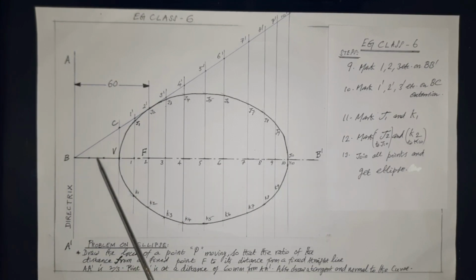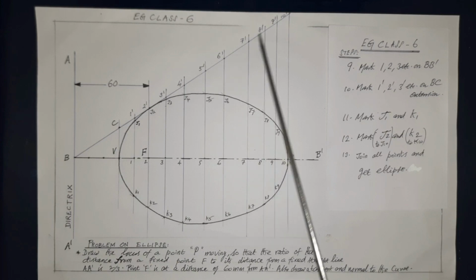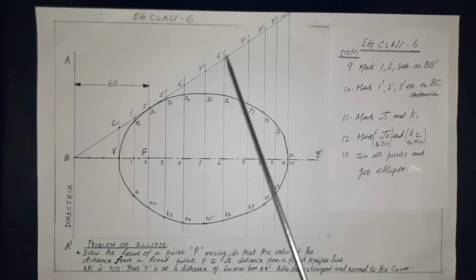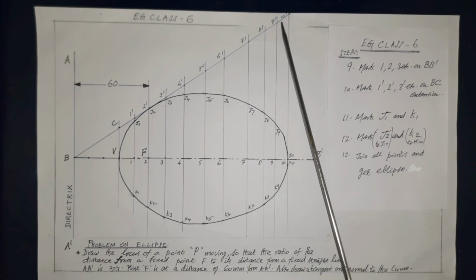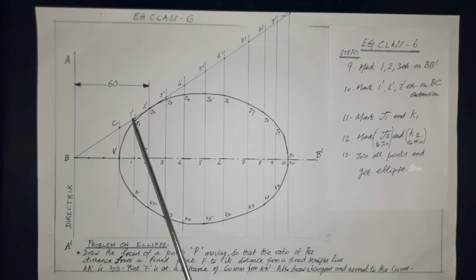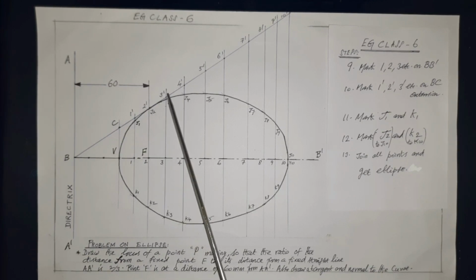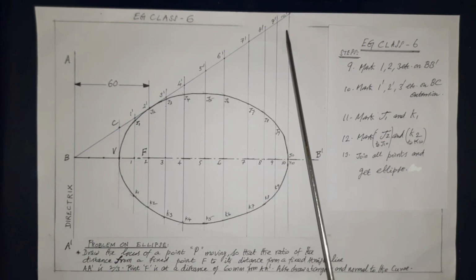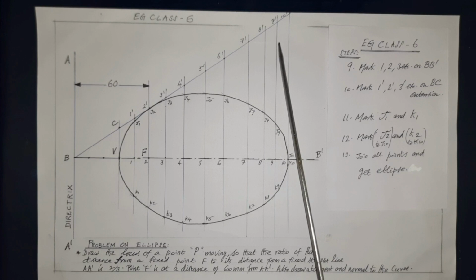Next, the BC extension line. These meeting points are left as they are already. Now we have to mark like this. These meeting lines are meeting at 1 dash, 2 dash, 3 dash, 4 dash, etc., up to 10 dash as required. This is the next step.